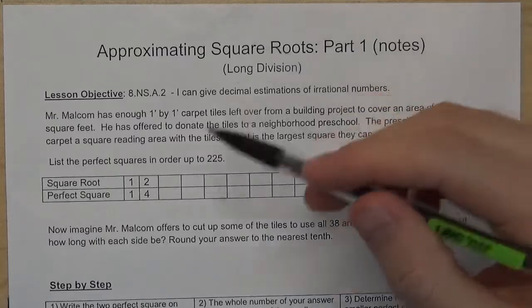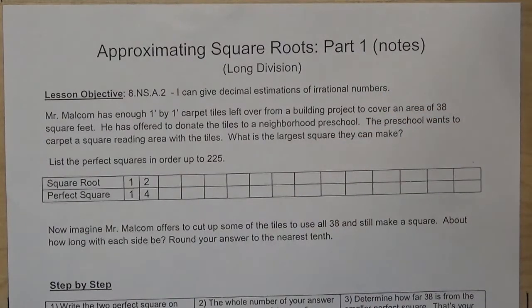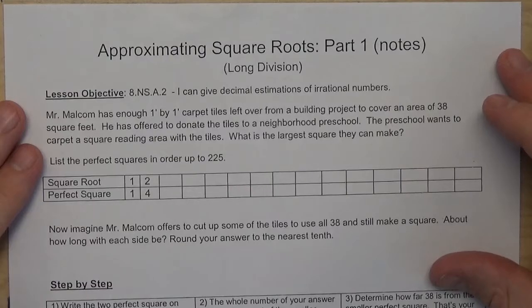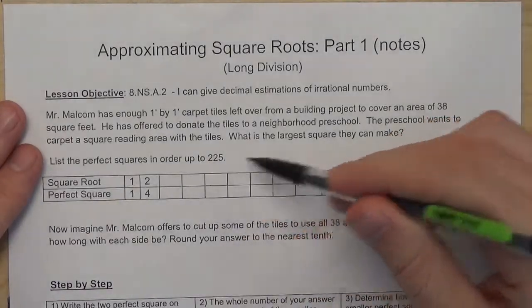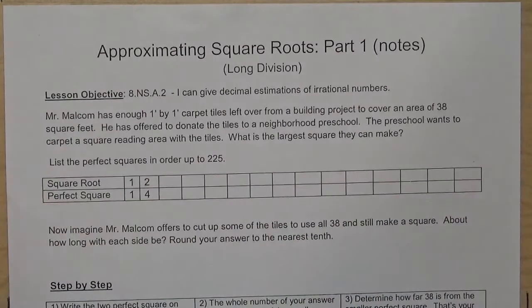To help us out, we're going to list the perfect squares in order up to 225. We've done this a couple times already in class, but I want you to go ahead and do this. It's going to help you continue to get these memorized. So pause the video right now for a minute, and fill this in right here and list all the square roots and their perfect squares.